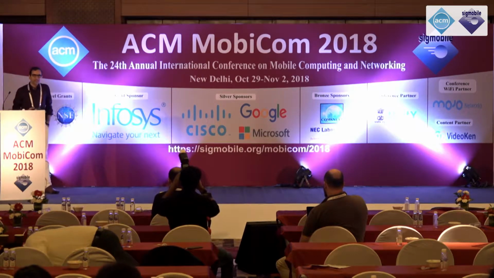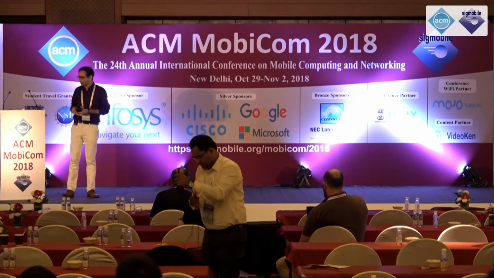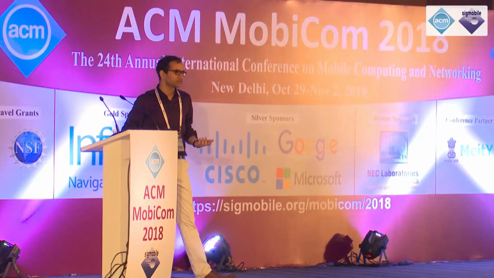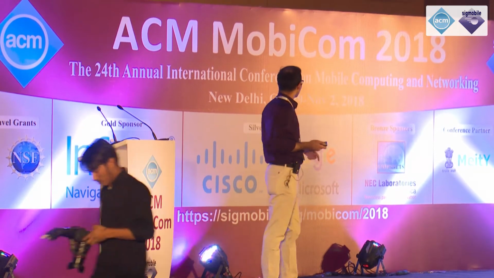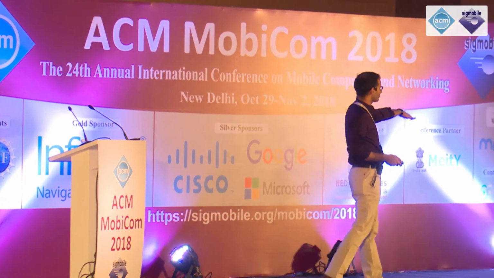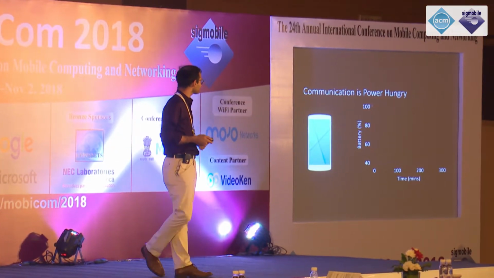So when I decided to do this talk, I ran a simple experiment with my cell phone. I put it on my desk and measured its power consumption or its battery status every 15 minutes or so. And I got this graph. So on the x-axis, I plotted time in minutes up to 5 hours. On the y-axis, it was the battery percentage.